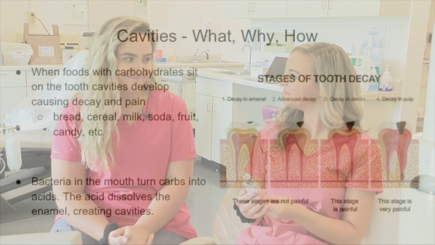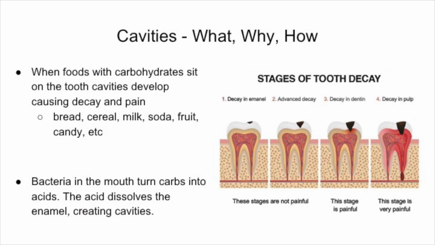I'll give this a try. When foods with carbohydrates sit on the tooth, cavities can develop, causing decay and pain. Some examples of carbohydrates are bread, cereal, milk, soda, fruit, and candy.